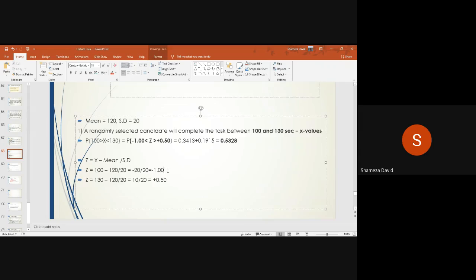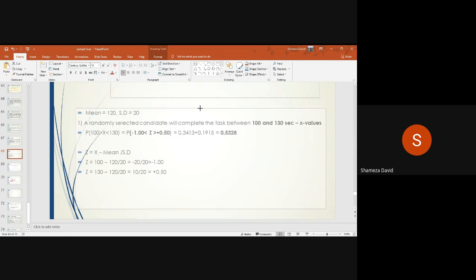We get -1 for 100, and +0.5 for 130. We go to our table and recognize that given the two values, one is on the left and one is on the right, and we want the total area. So we have to add the two areas, the one between 0 and -1, and the one between 0 and +0.5. We get probability values of 0.3413 and 0.1915. We add those, and we get 0.5328. And so that is the probability that a randomly selected candidate will complete the task between 100 and 130 seconds. Remember, the average time taken to complete the task is 120 seconds. So, questions?